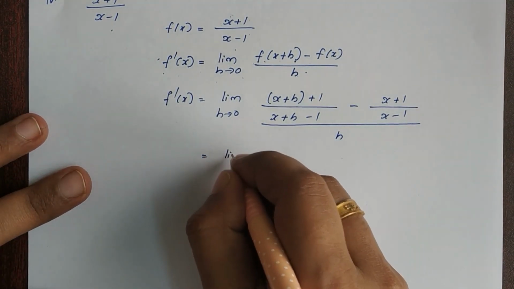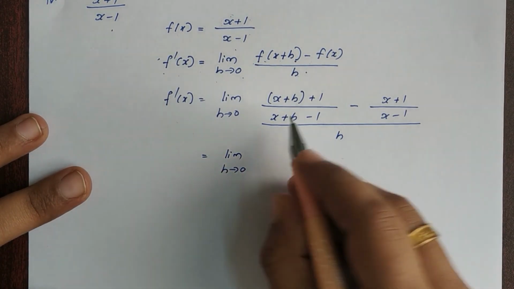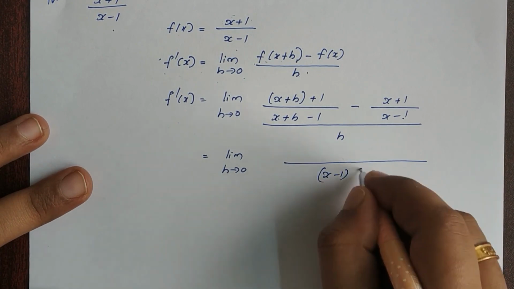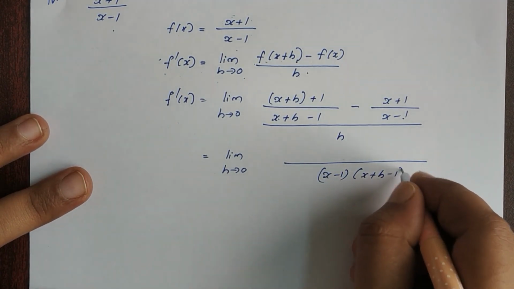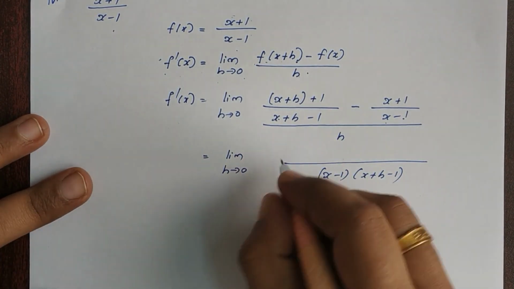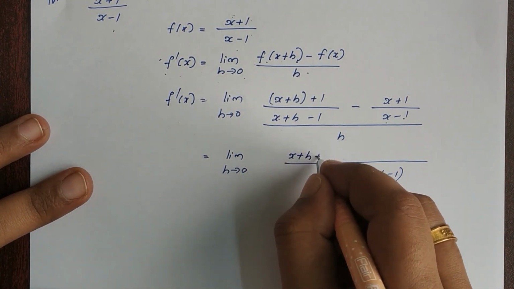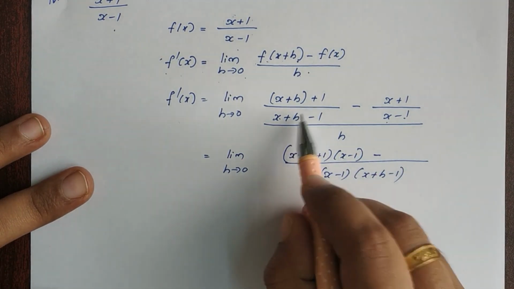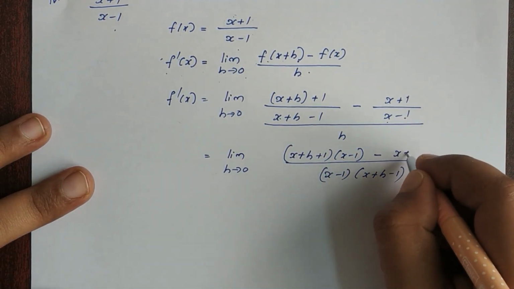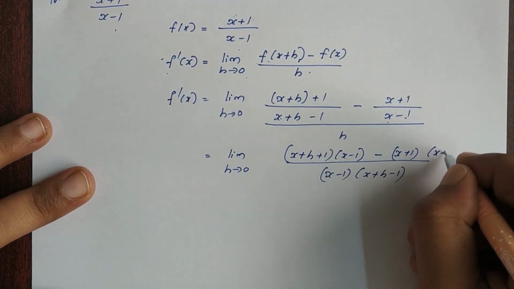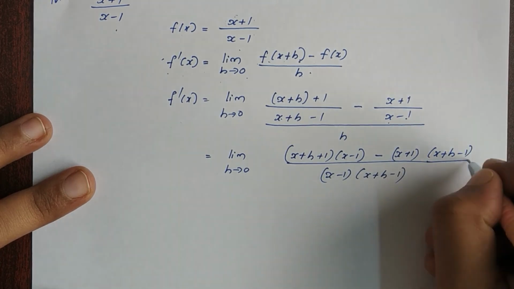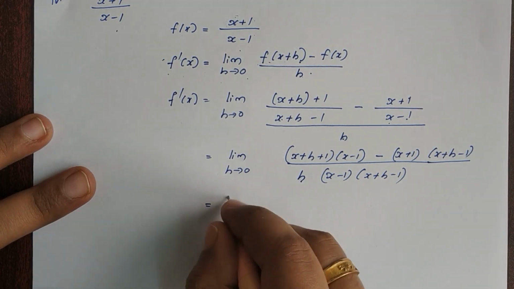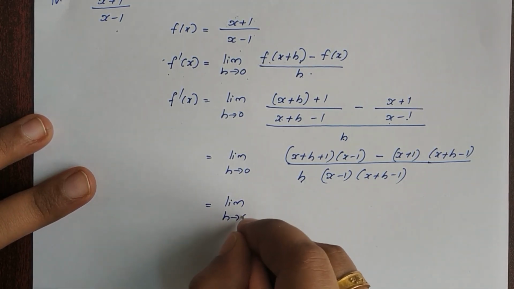So this is equal to limit h tends to 0. But now we take the LCM, that is x minus 1 into x plus h minus 1. So you have to multiply x plus h plus 1 into x minus 1, and the second number you have to multiply, that is x plus 1 into x plus h minus 1. Then the whole divided by h. So this is equal to limit h tends to 0.